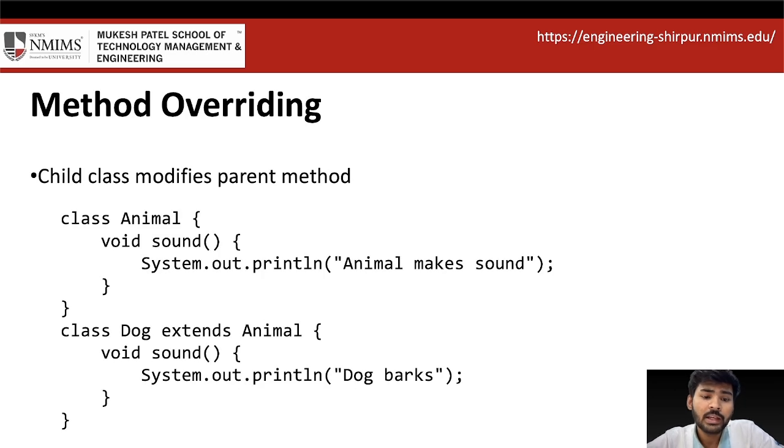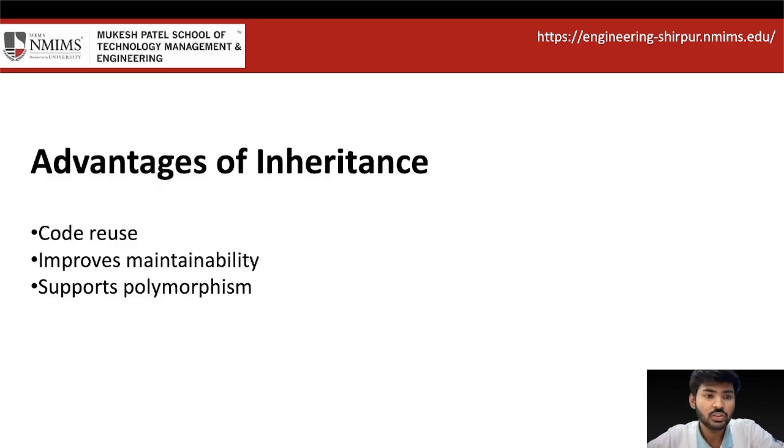Now, in inheritance, we use method overriding. What is method overriding? Method overriding occurs when a child class provides its own implementation of a method already defined in the parent class. This allows us to change or customize the behavior of inherited methods. It is also an important concept used in achieving runtime polymorphism. We can see an example of method overriding.